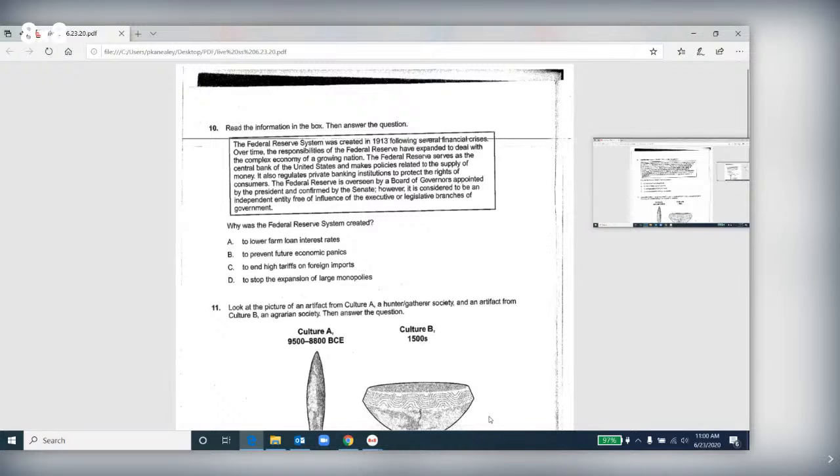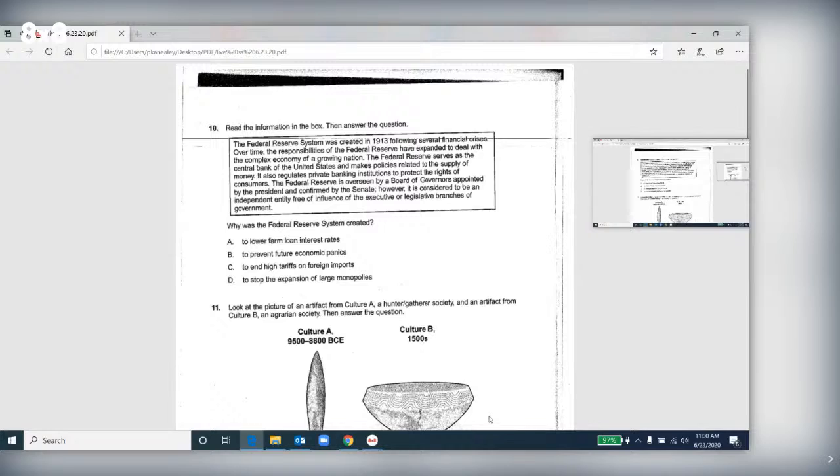A, to lower farm loan interest rates. Okay, there's nothing in that paragraph about farm loans, so we're going to cross that one off. B, to prevent future economic panics. Okay, because it talks about financial crises up there, so that might be the correct answer. We're not going to cross B off.